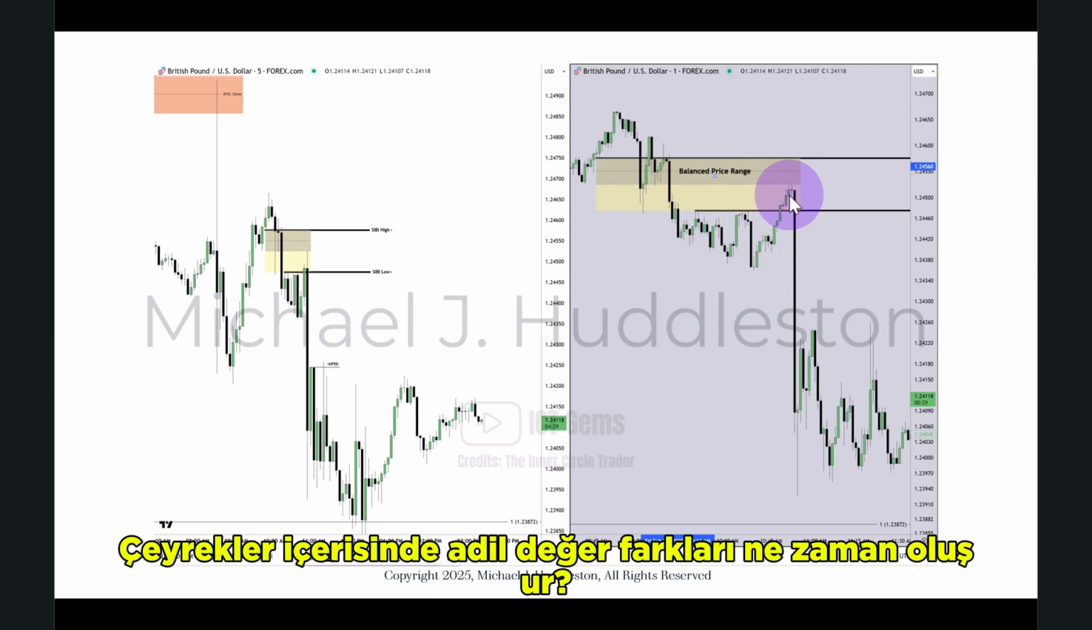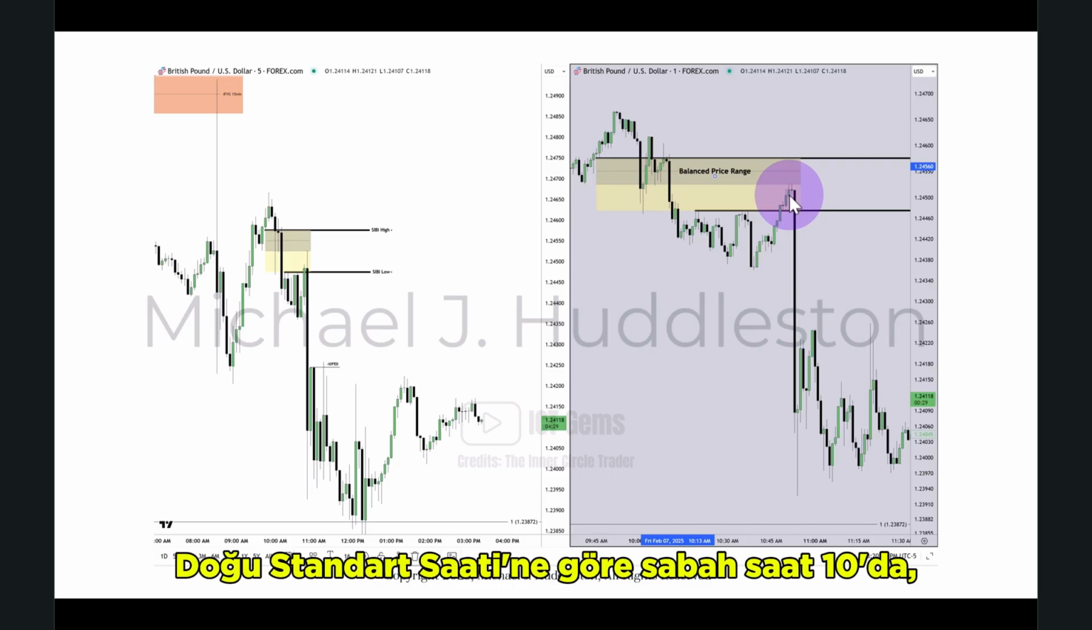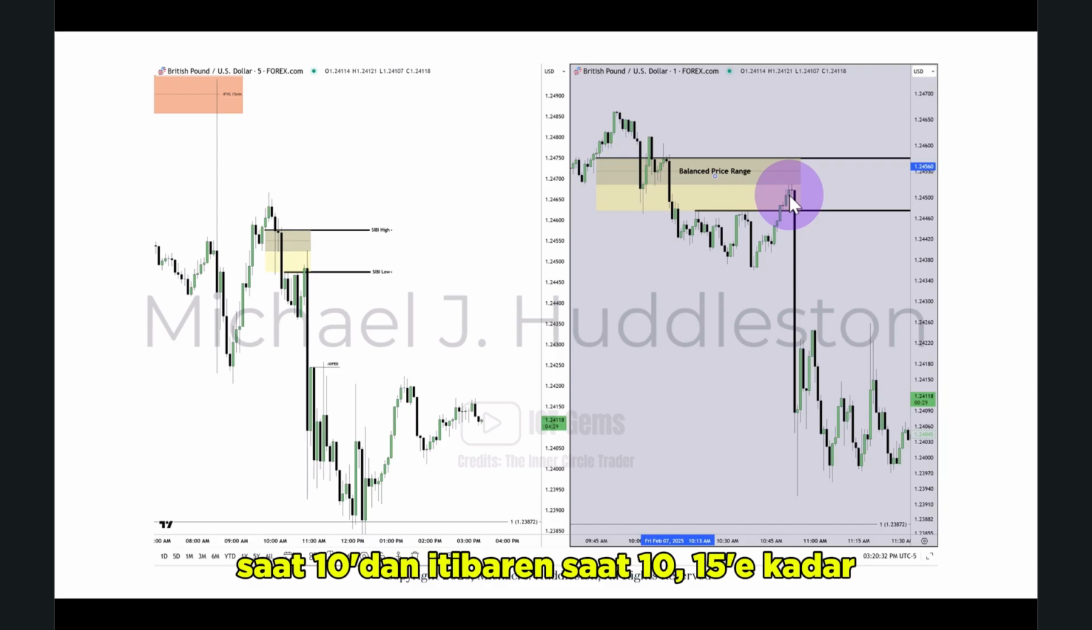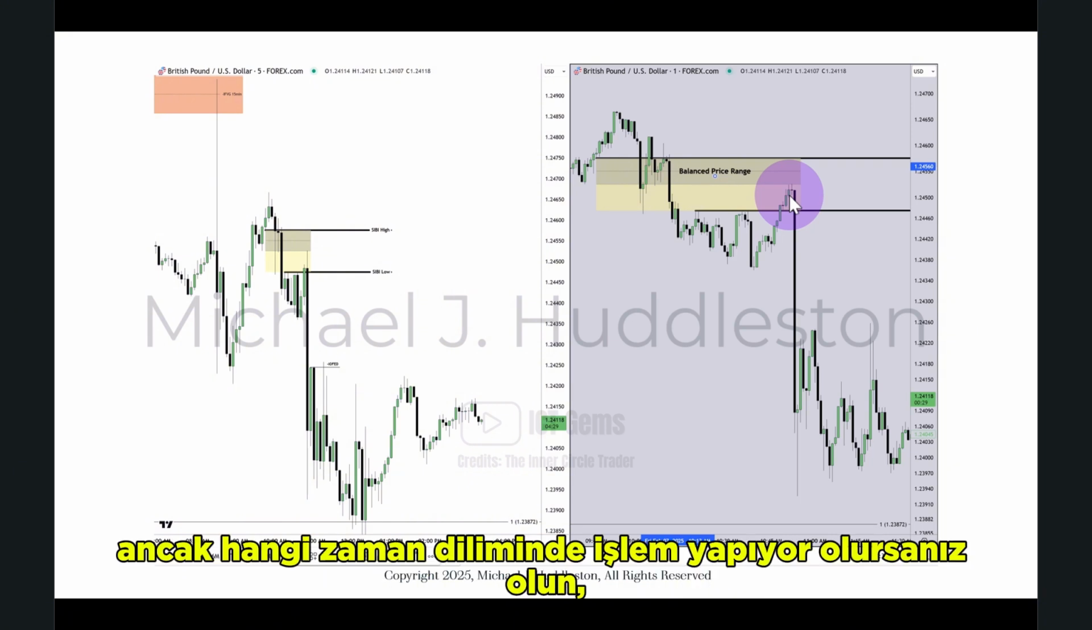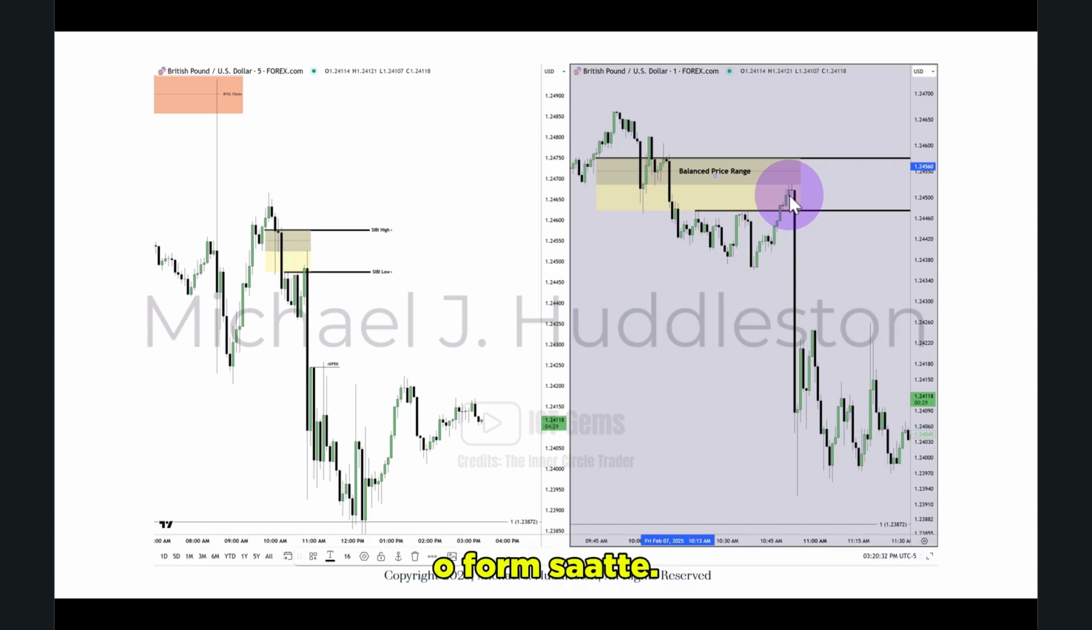When do fair value gaps form? Inside the quarters. What I'm talking about is time. So if we were looking at the time of 10 o'clock in the morning Eastern Standard Time, from 10 o'clock at the top of the hour to 10:15, there's going to be a fair value gap that forms every time frame. But whatever time frame you're trading on, you work with that information. And then that means there's 4 potential fair value gaps that form per hour.